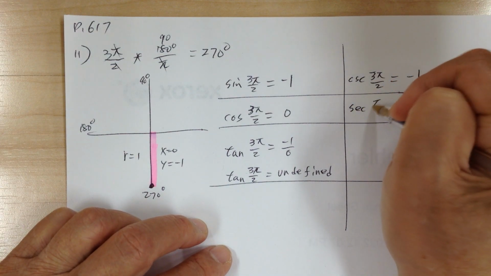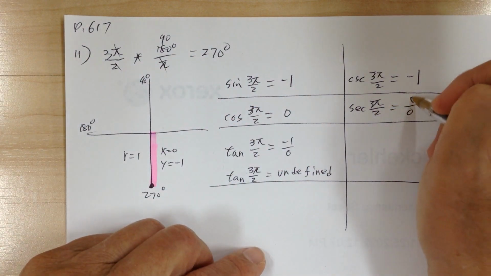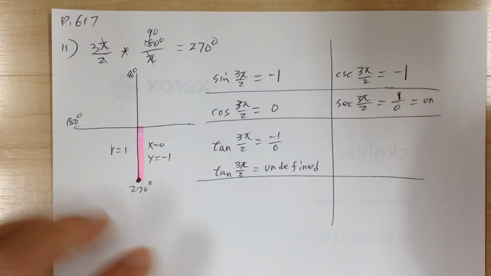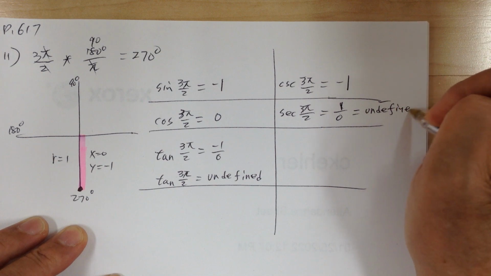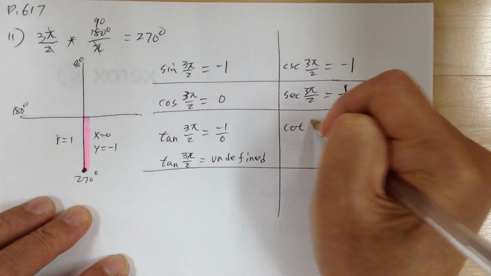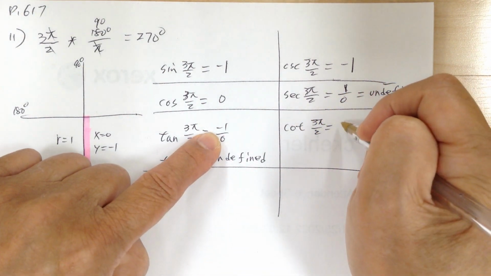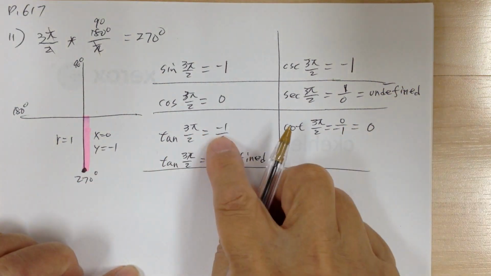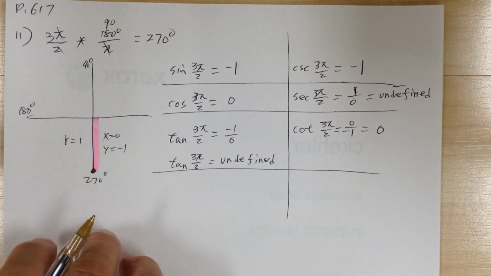Okay, secant of 3 pi over 2. When you flip it over, you get 1 over 0. So this is equal to undefined. Okay, and cotangent. So you flip this over, you get 0 over -1, so this is equal to 0. Okay, so again, you flip this over, you get 0. Okay, let's go to number 13.